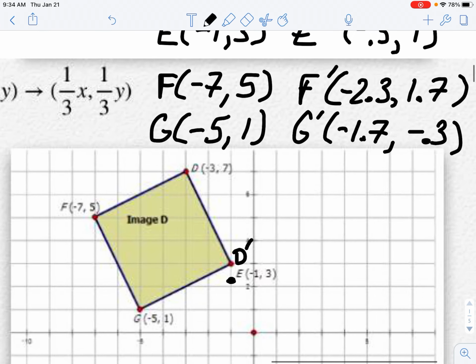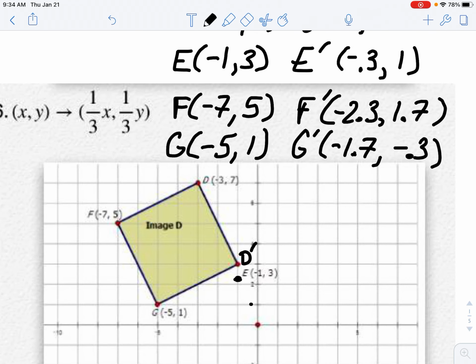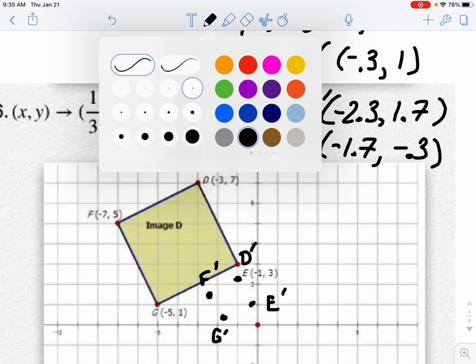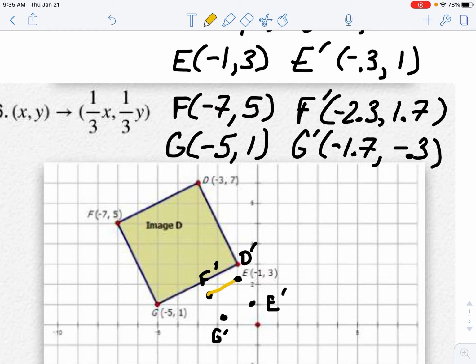E is at -0.3, 1, so boom, kind of there. Just doing my best. That's where E prime is. G is at -1.7, then -0.3, so G is kind of right there. G prime, and then F is at -2.3, 1.7. So kind of right like that, yeah. And let's make this dandelion yellow. Let's make it look pretty. Beautiful square right here.